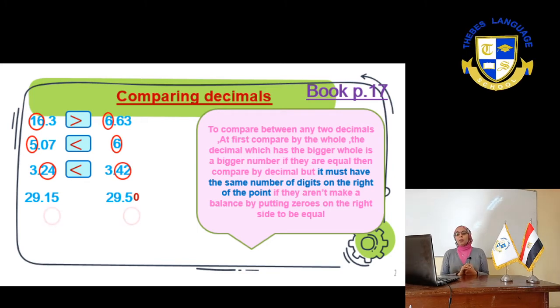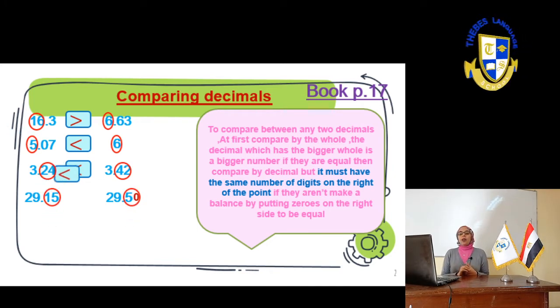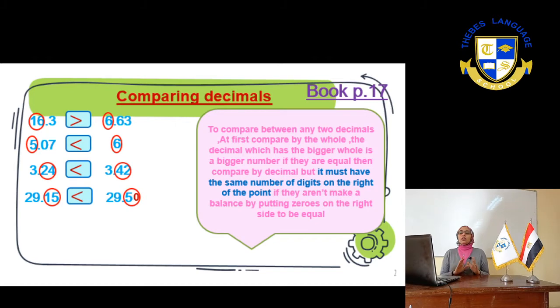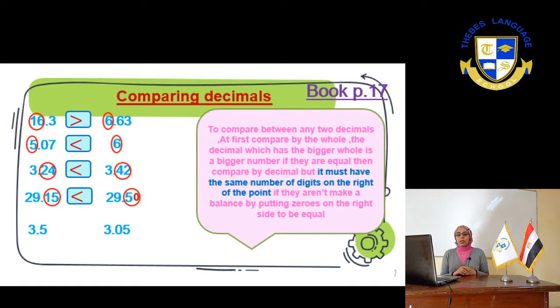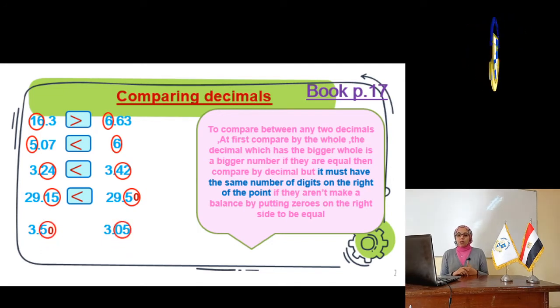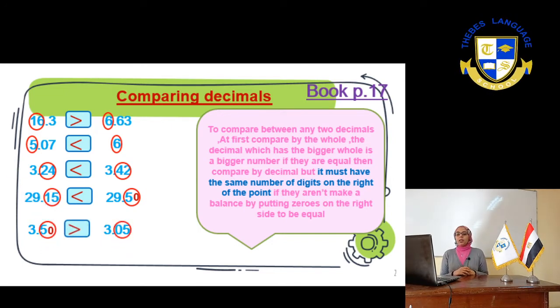The next, 3.5 and 3.05. The wholes are equal. Go to the decimal part. 5 and 0.5. Make a balance. Put 0 on the right of the 5. It will be 50 and 5. Which is bigger? 50, of course, is bigger.